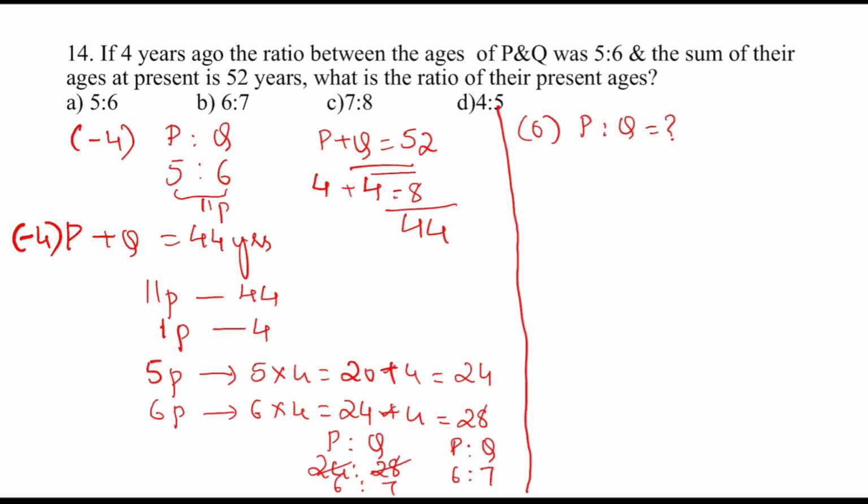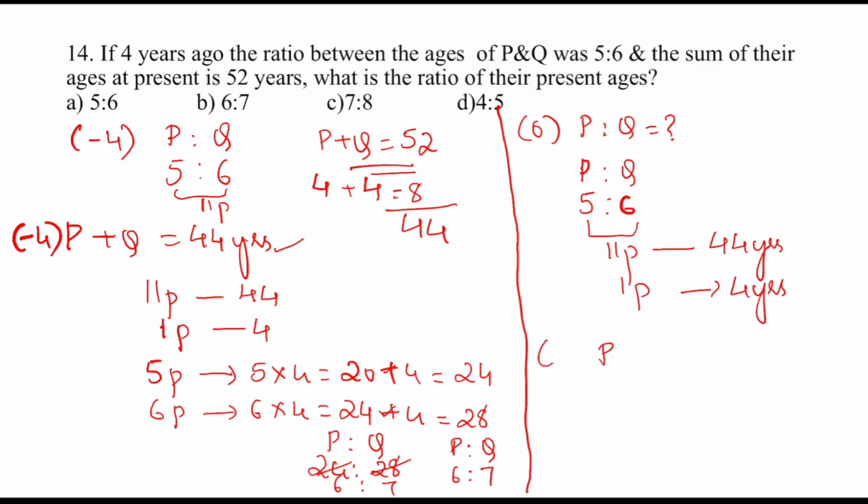How is that? Now see here, we know P is to Q is 5 is to 6, 4 years before. Their parts are how much? 11 parts. But in years how much is it? 44 years. We have seen here, isn't it? 44 years. So one part will be how much? 4 years, isn't it? So to come to the present ratio, we have to add 4 years because this is the ratio of 4 years ago.